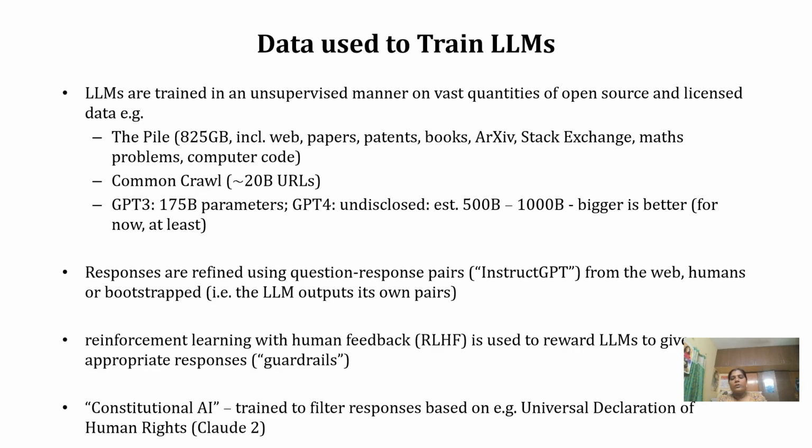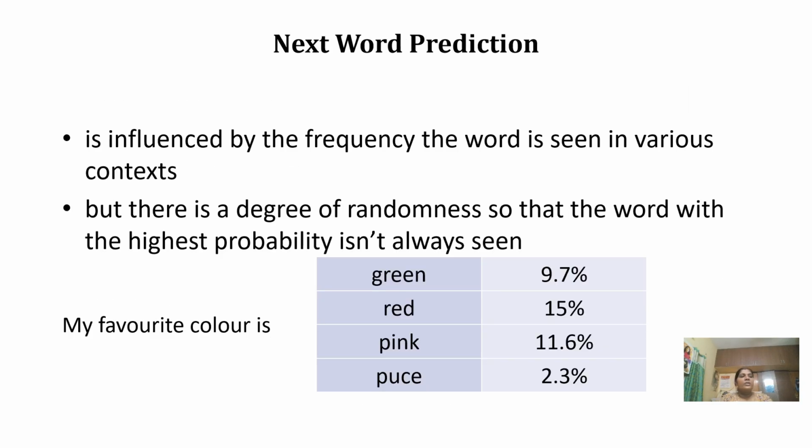So you talk about the next word prediction. When you talk about next word prediction, it is influenced by the frequency the word is seen in various contexts. Again, it depends on the similar pattern, the statistical probability. But there is a degree of randomness so that the word with the highest probability isn't always seen. So when you talk about the next word, it's again based on the statistical probability. So that next word would be the one which has the highest probability. So it automatically fills the next word by its probability values.